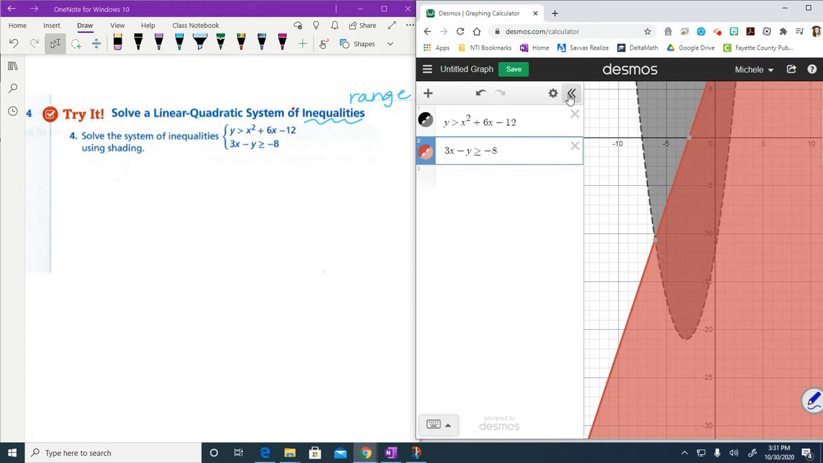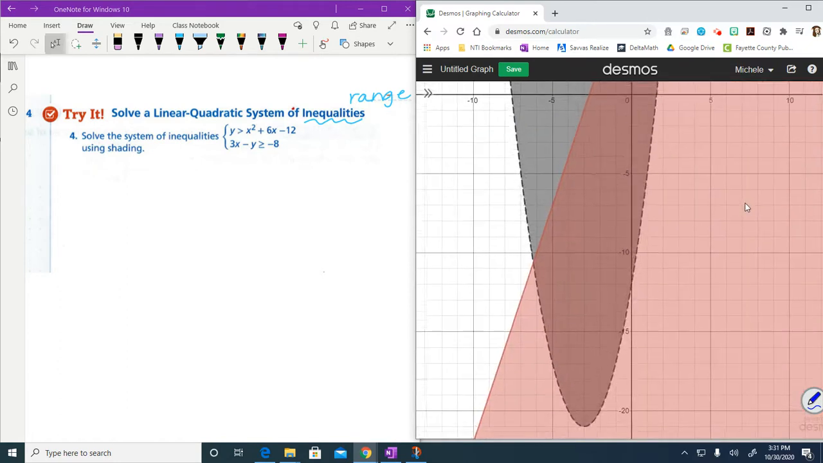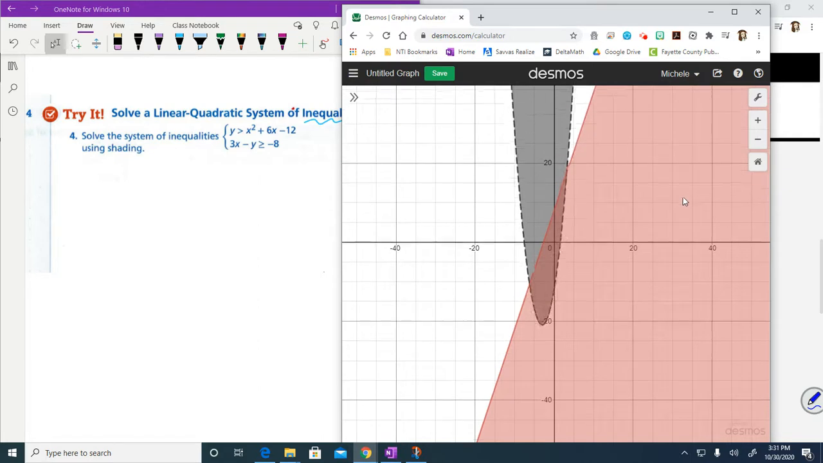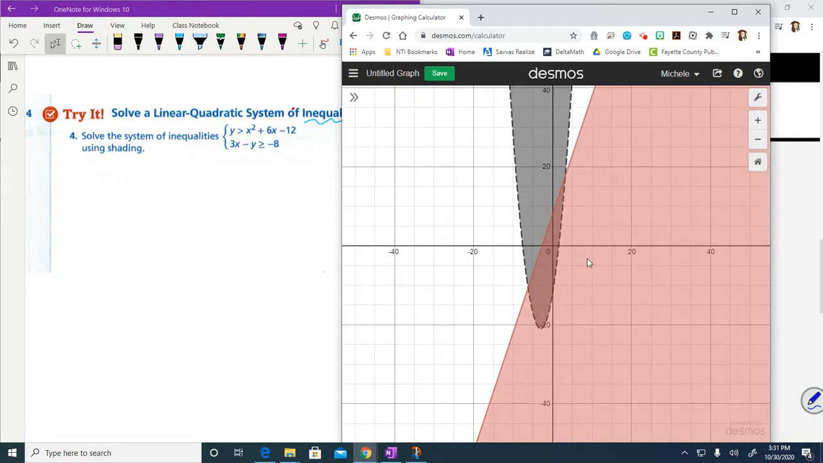So then we're asked, what is the overall solution? The overall solution is the place where the two shaded regions overlap. So the solution is everything right here. All of the points in here would make both inequalities true. Let me show you what I mean by that. I can pick any point in here and it's going to make true statements for both of these.